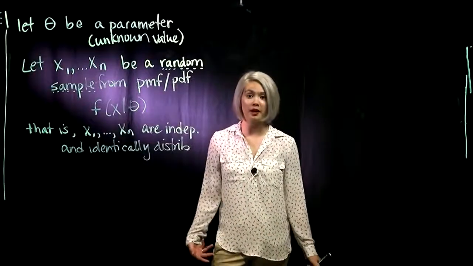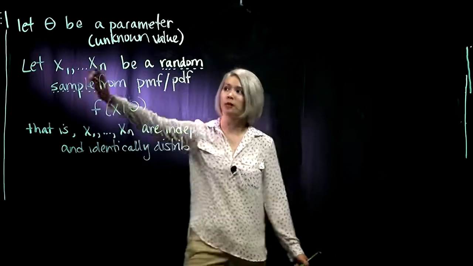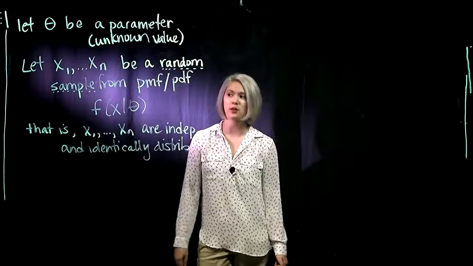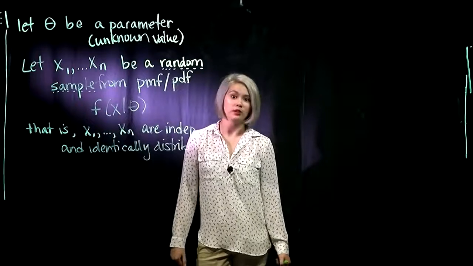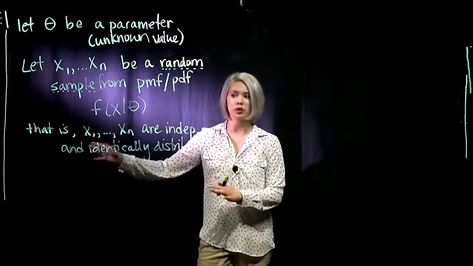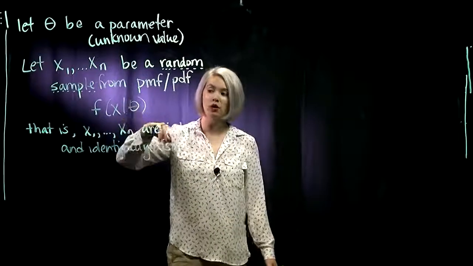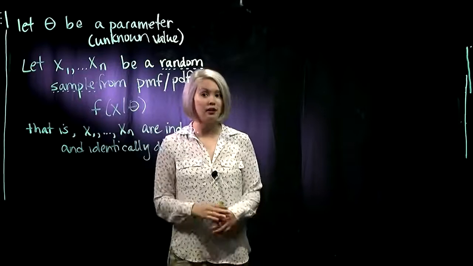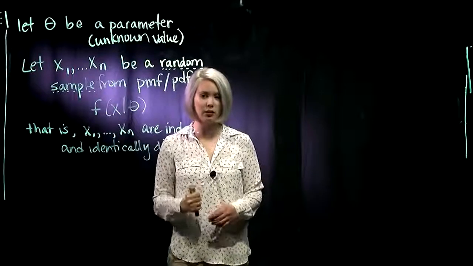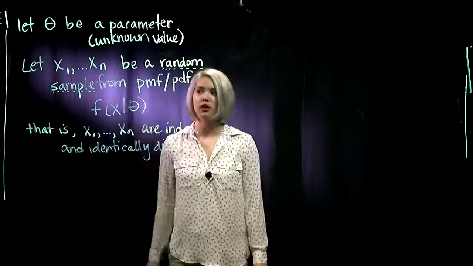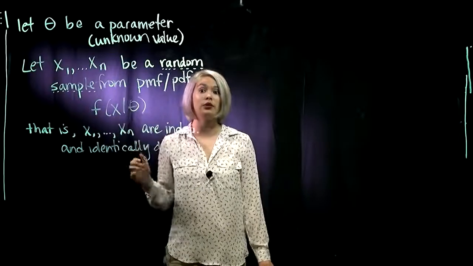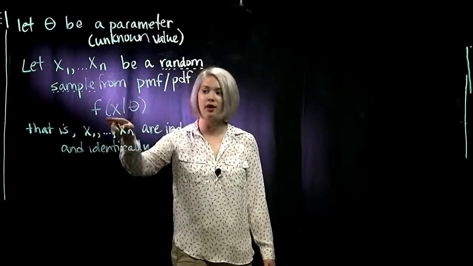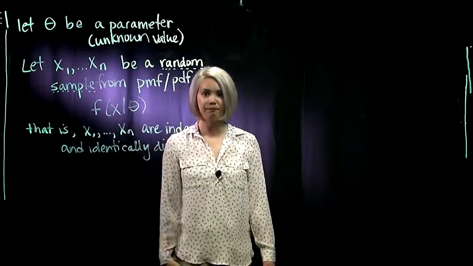To start off with maximum likelihood, we first need to think about our parameter theta. This is a parameter that's unknown, and we're trying to figure stuff out about it. Even though theta is unknown, what we could do is go out into the world and collect some data. We would collect x1 through xn, so n measurements, and if they're independent and identically distributed, then we'd have a random sample. So we have x1 through xn, a random sample of size n from our PMF or PDF f of x given theta.